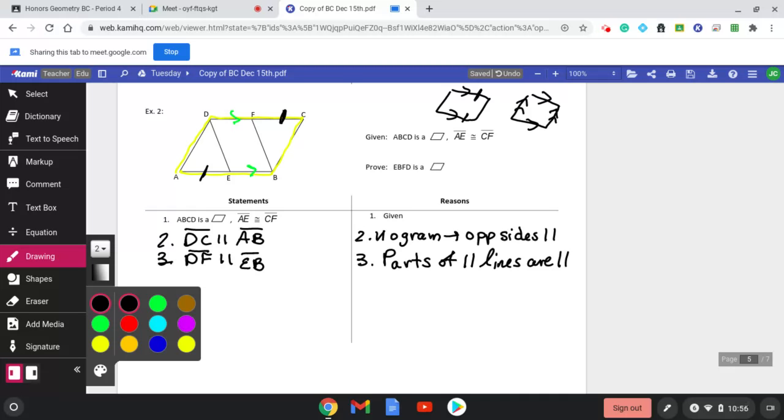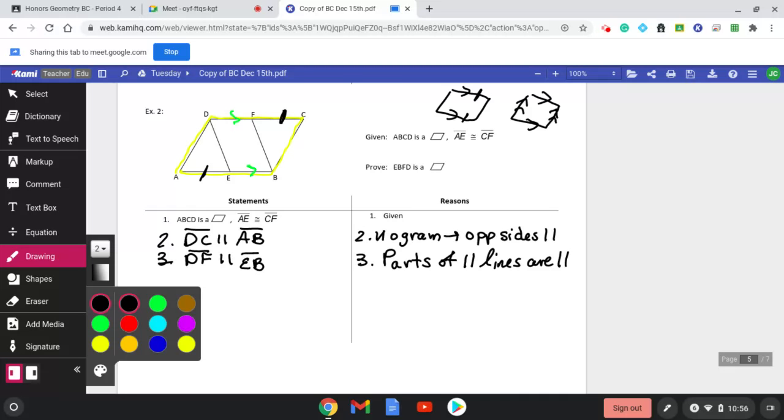So what do you want to try to do? Get DE parallel to FB, or DF and EB to be congruent? Where do you want to go here? Oh, what do you want, Maeve? Congruent. That's probably where I'd be going to. All right, because I'll be completely honest, I have no idea how I would get DE parallel to FB. I have no idea myself.